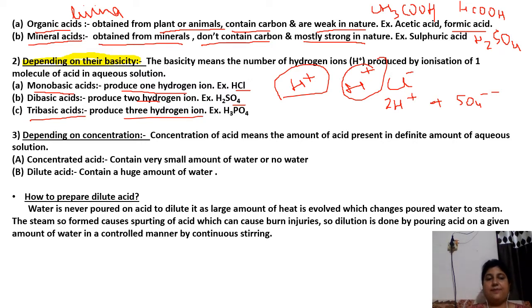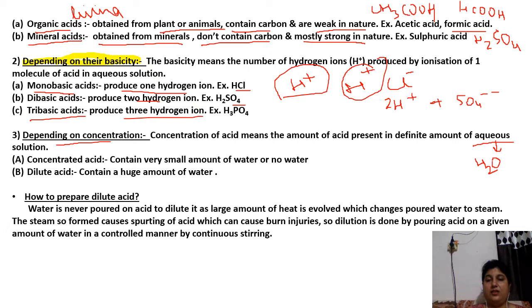The next criteria is depending upon concentration. Concentration means the amount of acid present in aqueous. Aqueous solution means a solution which is obtained by dissolving solute in water. Means the aqueous means the solvent is water. ठीक है. So when we add a particular amount of acid in a particular amount of aqueous solution, that is known as concentration.